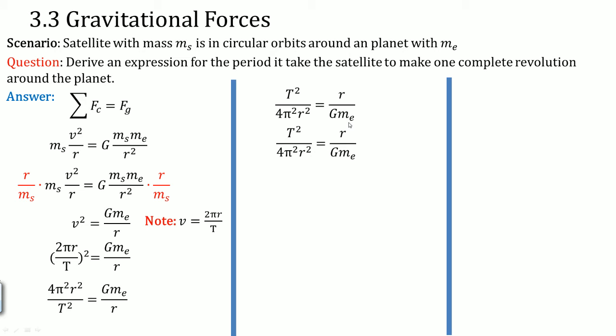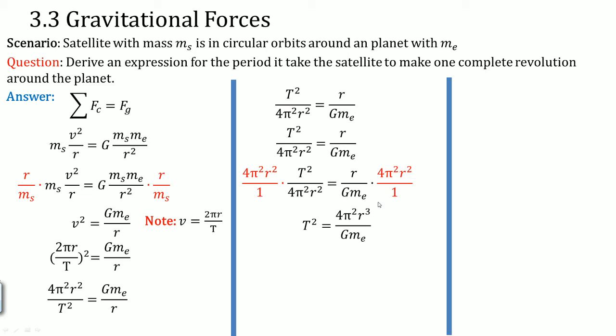Now what I do here is multiply by 4 pi squared r squared to get rid of the bottom here. So I multiply that to both sides. What leaves me on the left-hand side is just T squared. On my right-hand side, the 4 is on top, pi squared is on top. There's an r and then r squared, so it becomes an r cubed. On bottom, it just becomes big G me, which is the mass of the planet.